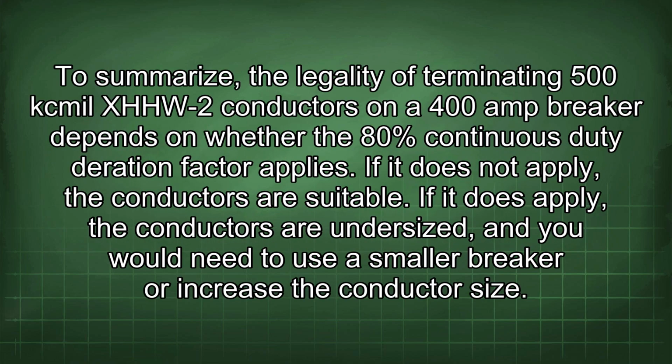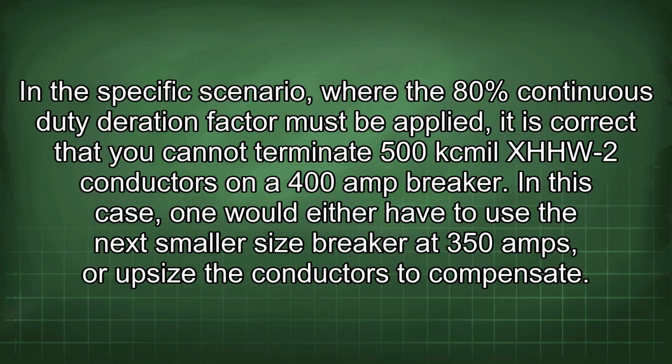To summarize, the legality of terminating 500 kcmil XHHW-2 conductors on a 400 amp breaker depends on whether the 80% continuous duty duration factor applies. If it does not apply, the conductors are suitable. If it does apply, the conductors are undersized, and you would need to use a smaller breaker or increase the conductor size. In the specific scenario where the 80% continuous duty duration factor must be applied, it is correct that you cannot terminate 500 kcmil XHHW-2 conductors on a 400 amp breaker.